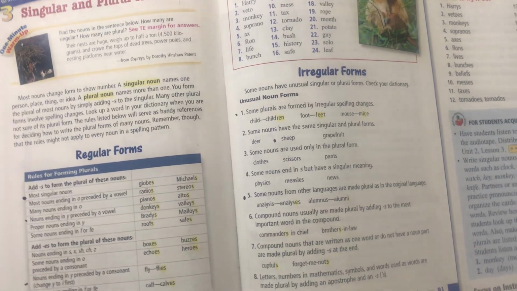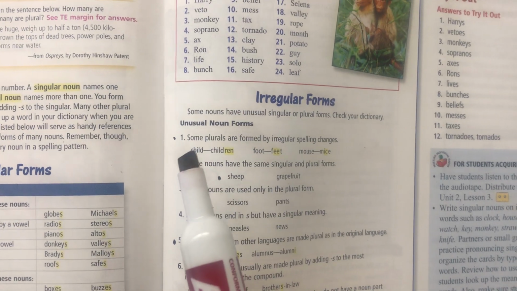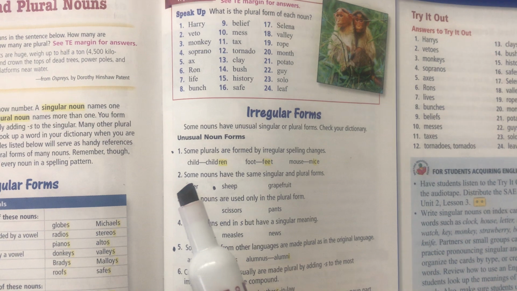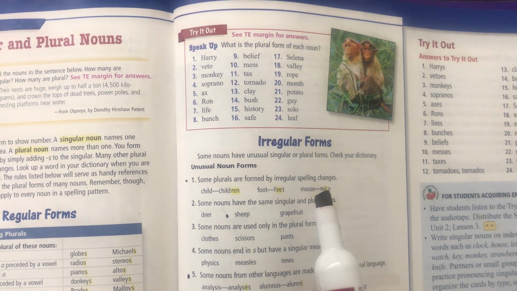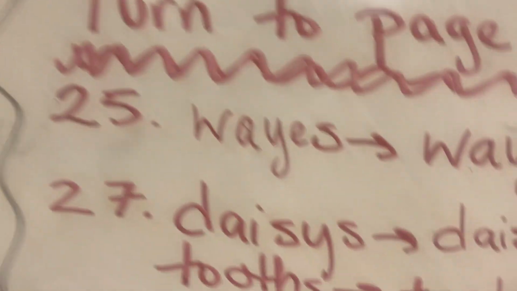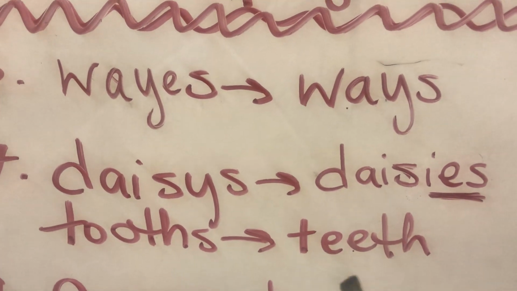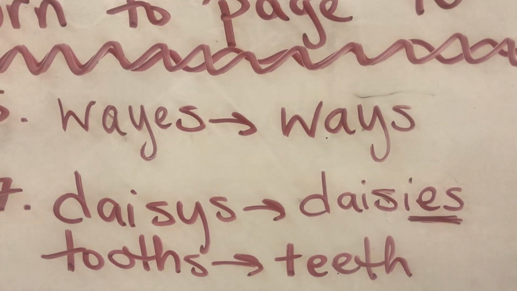So this is not something that you're going to find in your book because this is an irregular form and they don't have the time to list everything. But it would be rule number 1. Some plurals are formed by irregular spelling changes. So we have child to children, foot to feet, mouse to mice, and tooth to teeth. So those irregular forms, you're going to have to commit to your memory.